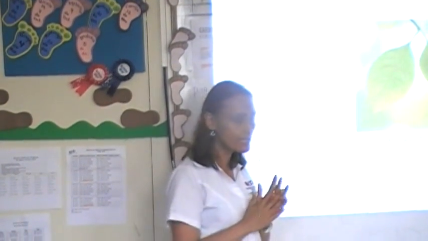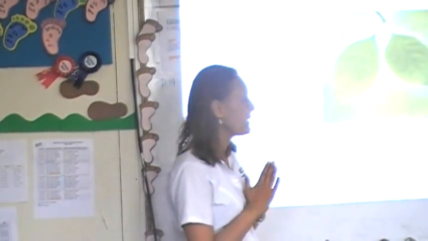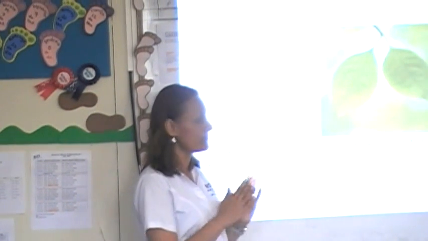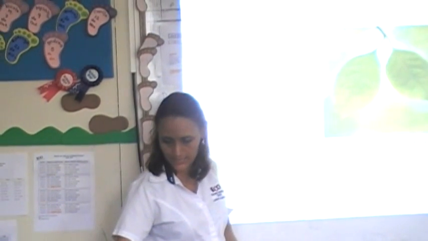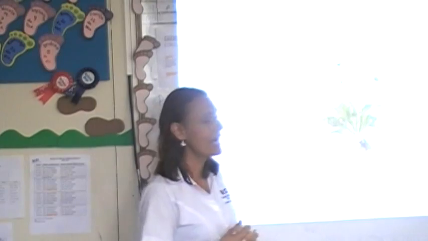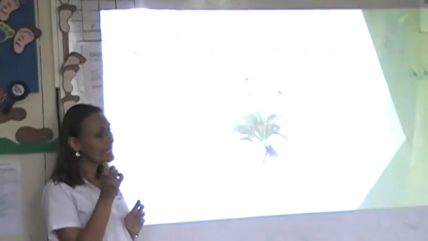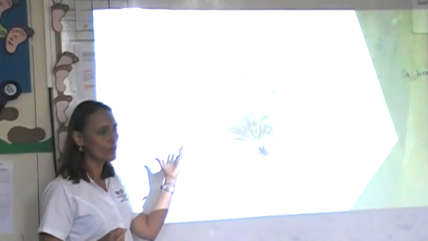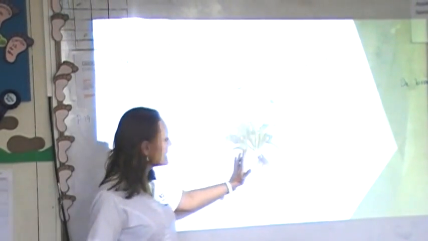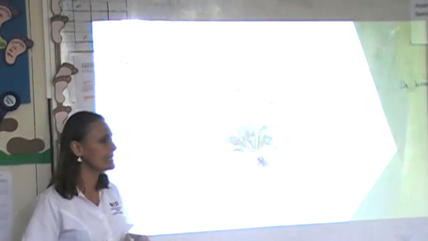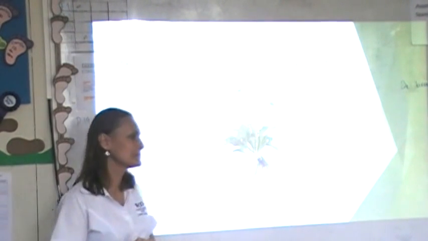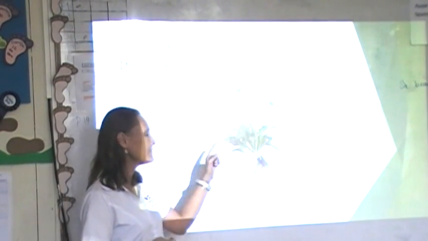So if I ask you which part of the plant makes food for the plant, it's going to be the leaves, exactly. And then we have the roots. The roots take in water and food for the plant. In this picture, what is missing, Diego? What is missing for the plant to survive? The soil.